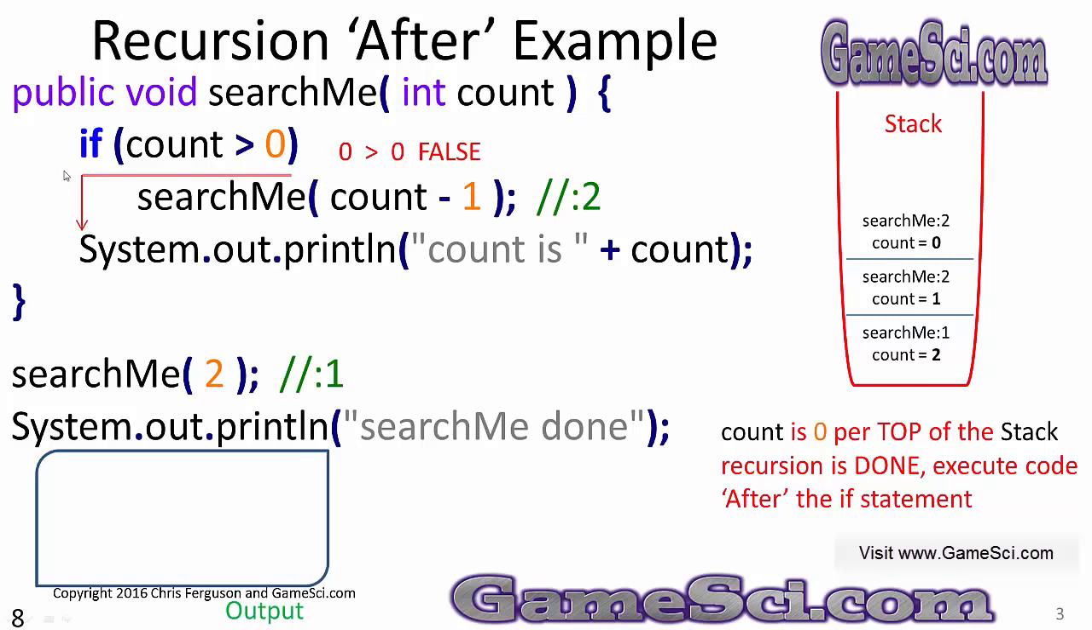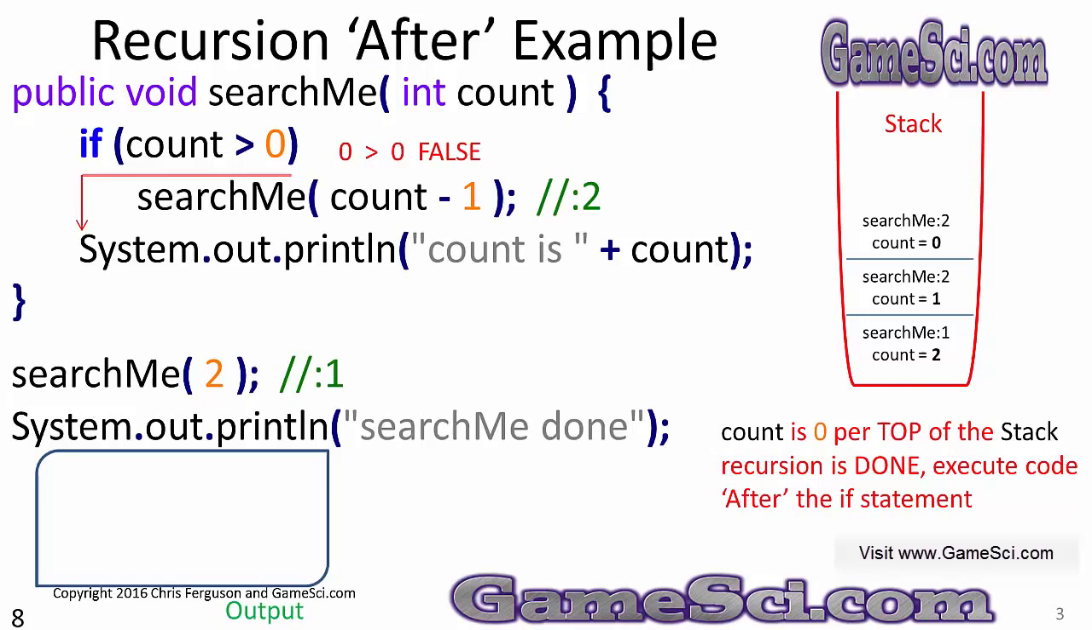We all know what that means. We've got to skip the if block and go right past it to execute the line after the if statement. And the line after the if statement is a system print statement. So when count is 0 per the top of the stack, the recursion is done. It's finished. It's no more. It's complete. We want to execute the code after the if statement. That's why this is called the recursion after example. The print statement is after the recursion.